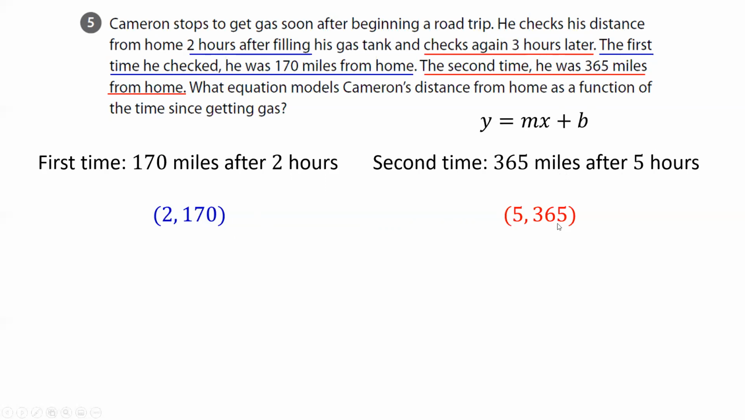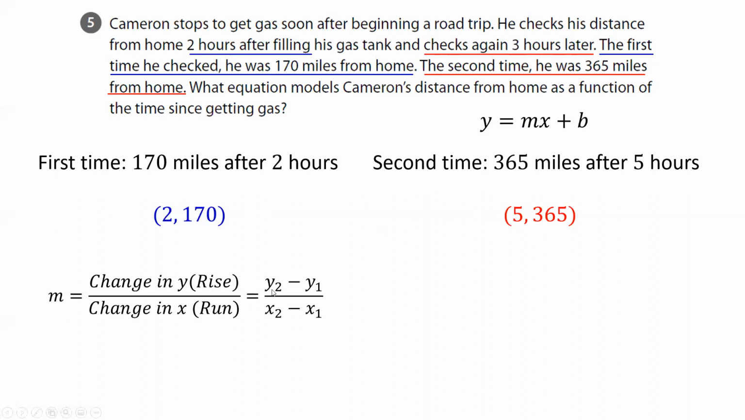Now I need to use these 2 ordered pairs to come up with the slope and the y-intercept. Well, coming up with the slope is something we did a lot in class. You're going to use the formula y2 minus y1 over x2 minus x1. Here's my x1, here's my y1, here's my x2, here's my y2. If you do the math correctly, you'll get the slope 195 divided by 3. 365 take away 170 gives you 195, and 5 take away the 2 gives us 3. And you can actually simplify this slope. 195 and 3 can both be divided by 3, and you'll get 65 over 1.